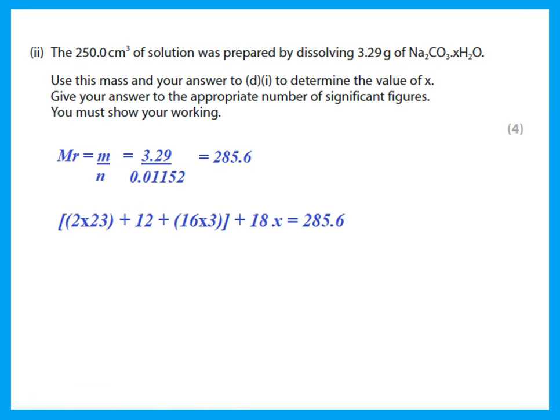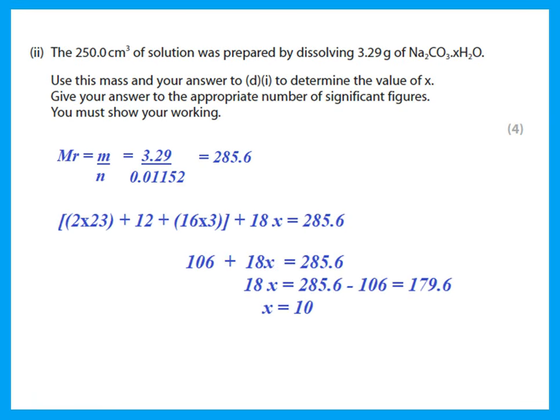But then you know that this comes from 2 sodiums plus carbon plus 3 oxygen plus the 18X that I don't know what it is. The total of that is the 285.6, and I can use that to calculate for X, and that comes out to be 10, and that means that my X is 10 and the compound is actually Na2CO3.10H2O.